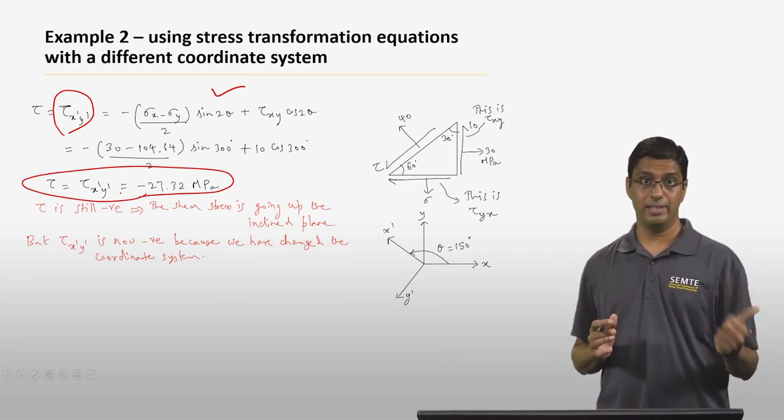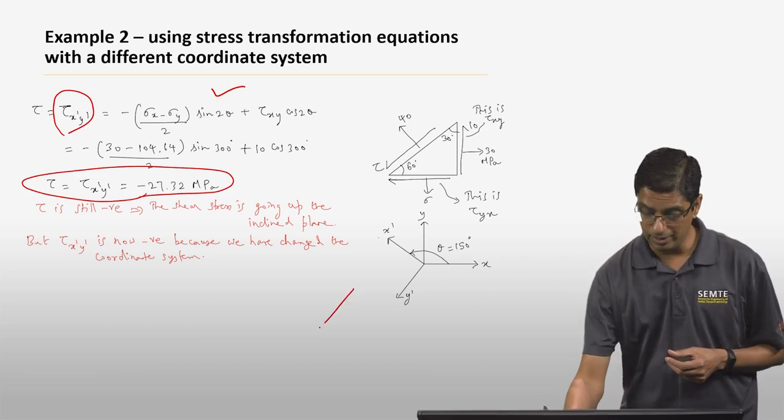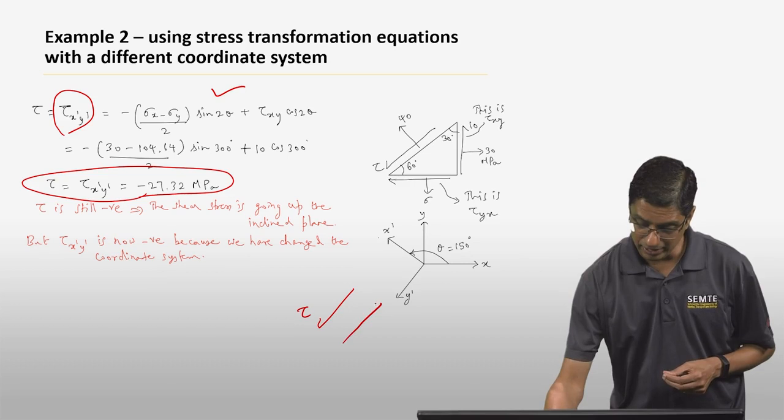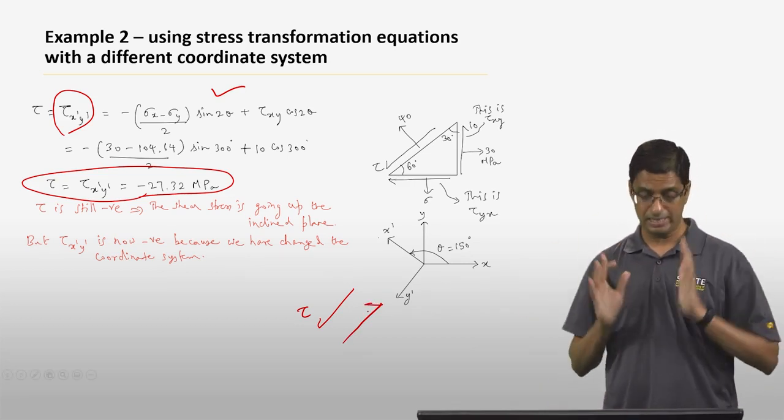So tau is still in the opposite direction to what you have assumed. We assumed tau is going down. We get a negative value for tau, which means that the actual shear stress is going up, not down. So physically the same thing is happening.